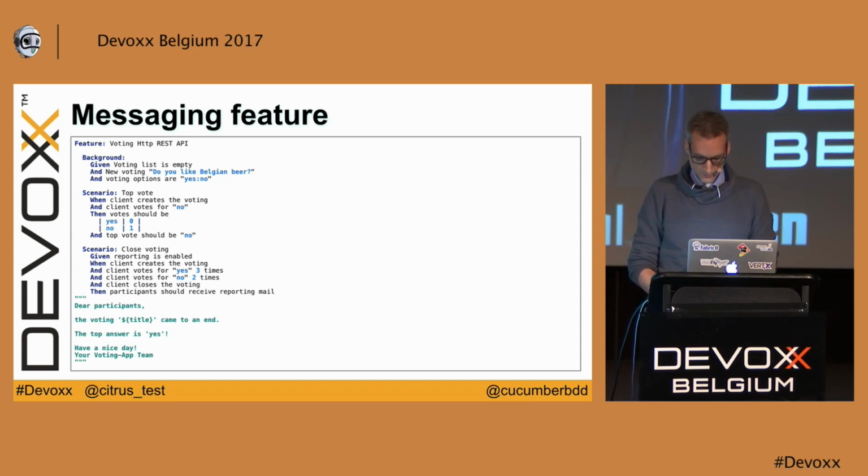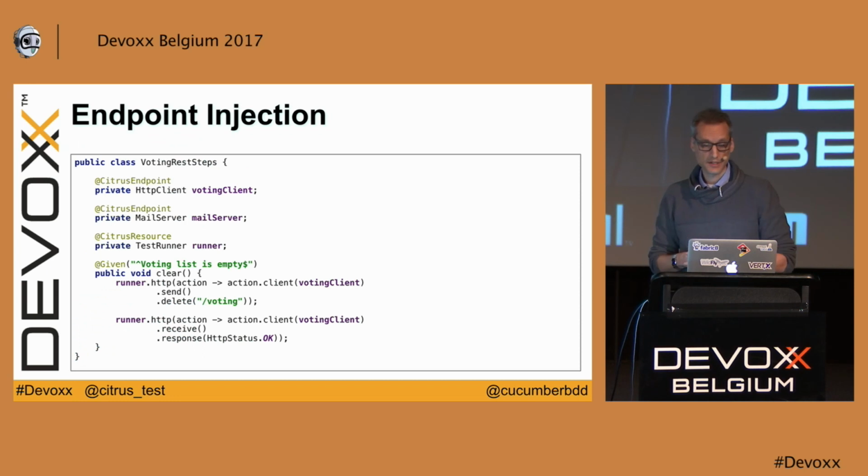And the Citrus object factory is enabling some new annotations that we can use in our step classes, like the Citrus endpoint annotation that injects a ready-to-use component that is provided by Citrus. Here it is the HTTP client and the mail server, and we can then use these components in our tests. And second, the test runner. This test runner object is our entrance to the Citrus Java Fluent API. And Citrus provides a Fluent API for sending out messages, for receiving messages, for querying the database, for doing something with Docker containers, for interacting with Apache Camel. All that stuff is in the runner API.